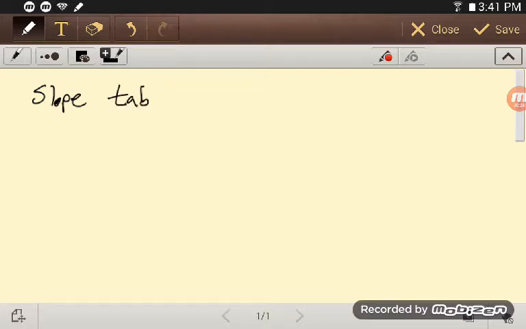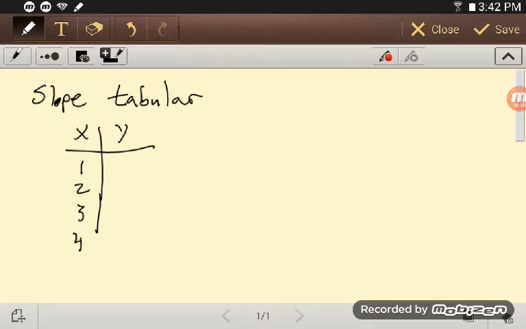So here we want to use the tabular language. And so you may have a table of values, you know, x and y values. Now they may not say x and y, they may say all kinds of different labels. Here, suppose we've got 1, 2, 3, 4, and here we've got 7, 9, 11, 13, something like that.